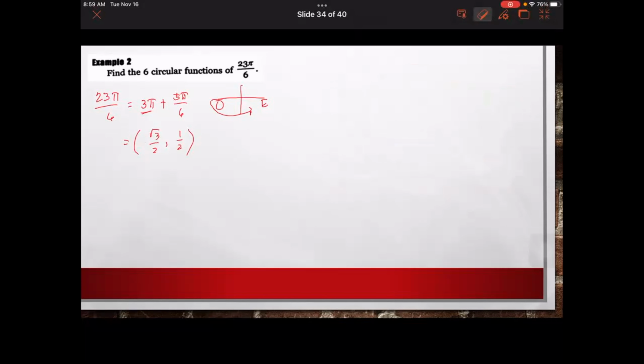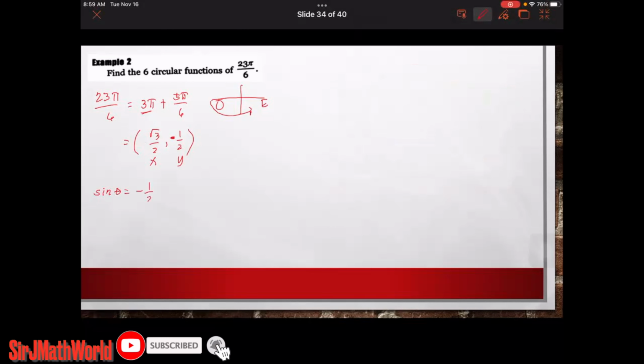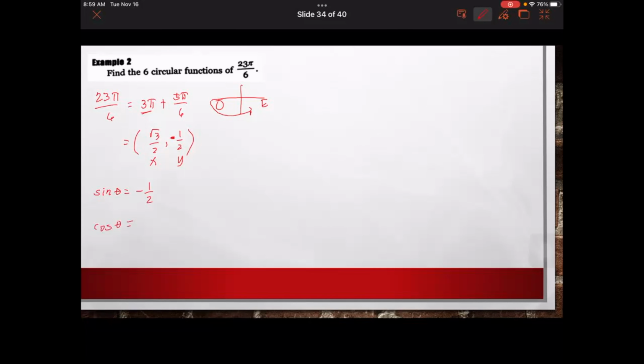So, ito yung may negative. Okay, kasi quadrant 4. So, ito yung x, ito yung y. So, therefore, from the given, mayroon tayong sine theta is negative 1/2 and cosine theta is equal to the square root of 3 over 2. So, sine y is negative 1/2, cosine is the square root of 3 over 2. Okay? So, let's have the tangent.